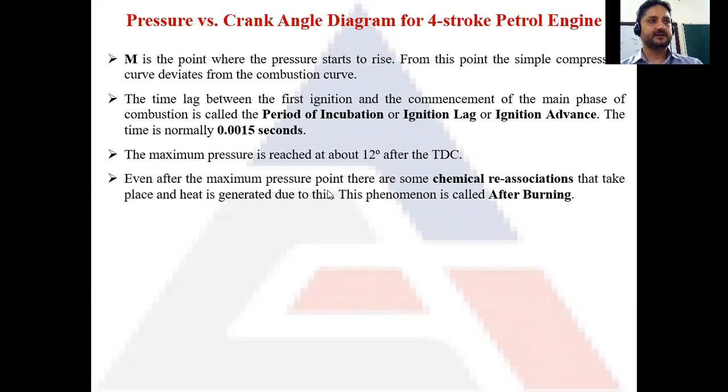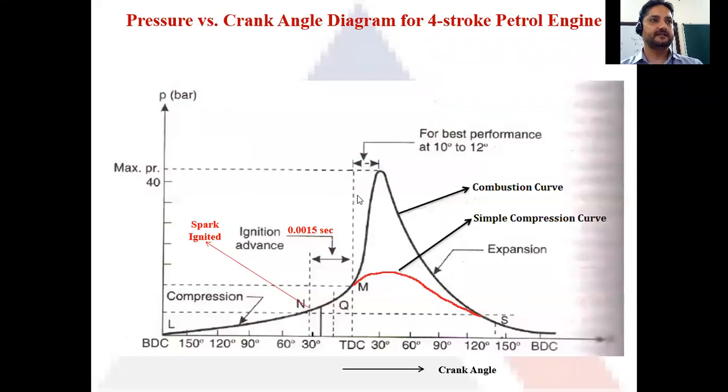The maximum pressure is reached at about 12 degrees after the top dead center. So here you can see that the peak of the pressure reaches around 10 to 12 degrees after the top dead center. This is your top dead center line.